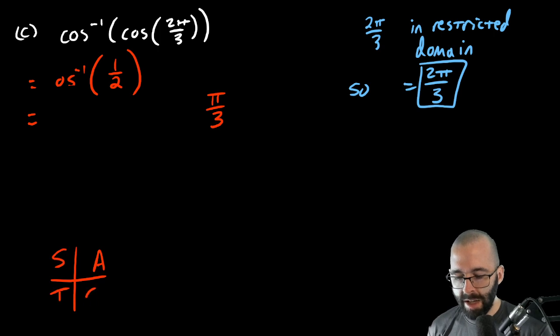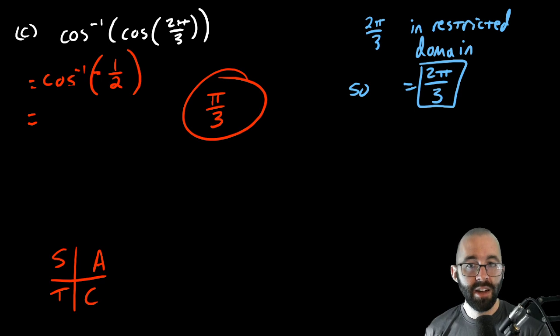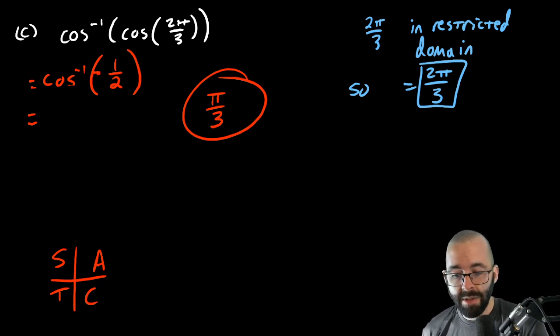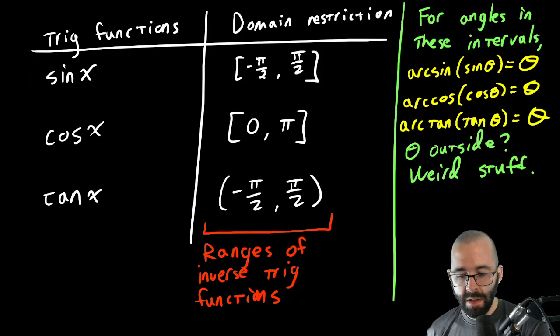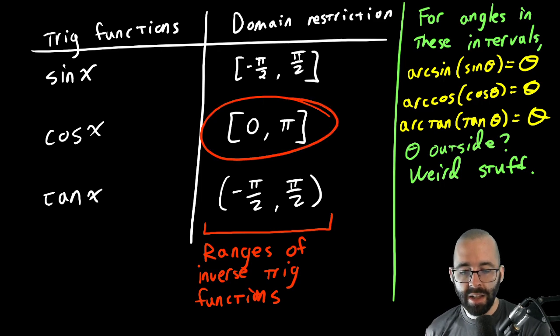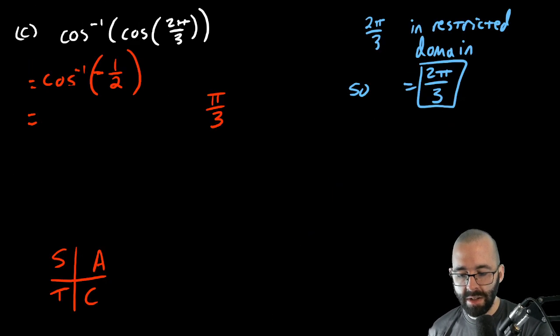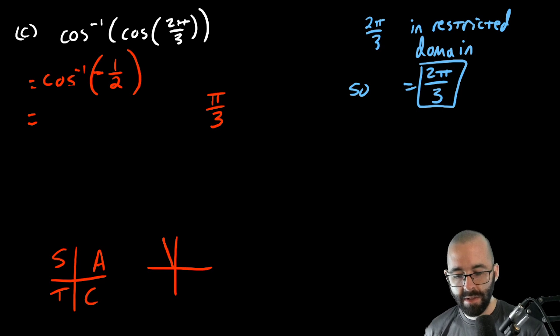All squids train camels. Cosine's negative here. So again, we think pi over 3 because that's how we get 1/2, but we need it to be negative. So to evaluate inverse cosine, it has to be something in this interval, in the first or the second quadrant. So we need something in the second quadrant with a reference angle of pi over 3. That's going to be 2 pi over 3.